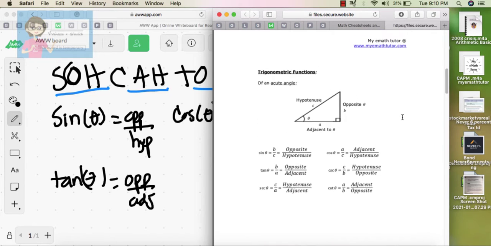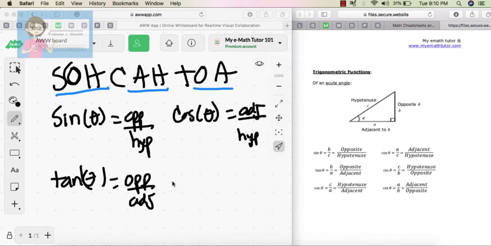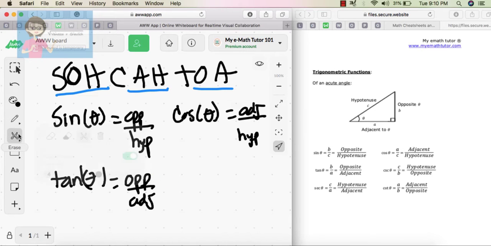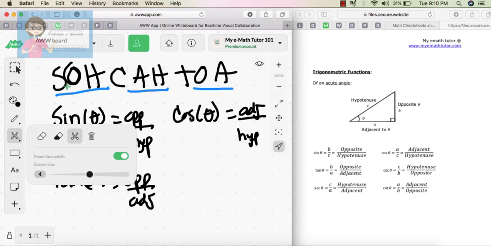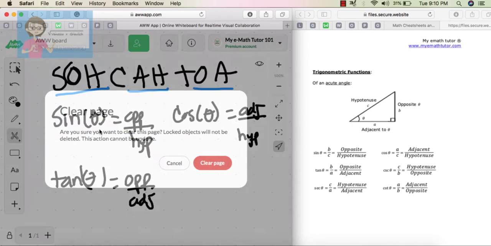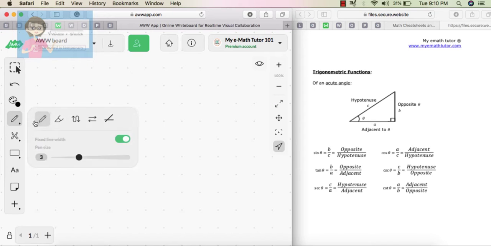Now, look at this, trigonometry functions. Here you're going to have opposite, adjacent, depending on the angle, okay? What do I mean by that? Well, let's practice. I'm going to go ahead and just erase this. You understand where SOHCAHTOA comes from, and then we're going to talk about the cousins of SOHCAHTOA. But I want you to understand this.